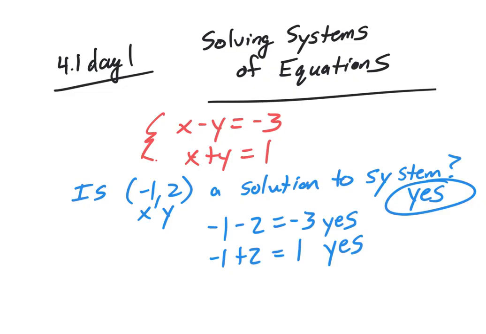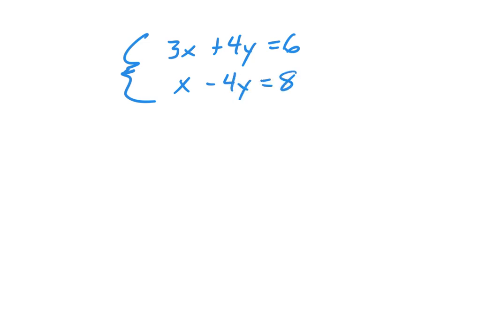And then what they're going to do is keep giving you different systems. And so let's look at another system. 3x plus 4y equals 6. x minus 4y equals 8. Okay, and in this case, kind of like what we did just a second ago, is (-2, 3) a solution?